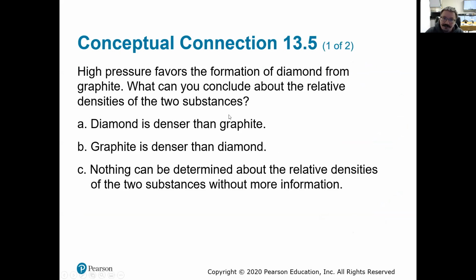What can you conclude about the densities of the two substances? Diamond is more dense than graphite. Graphite is more dense than diamond. Nothing can be determined about the relative density. So all this information is extraneous to that.